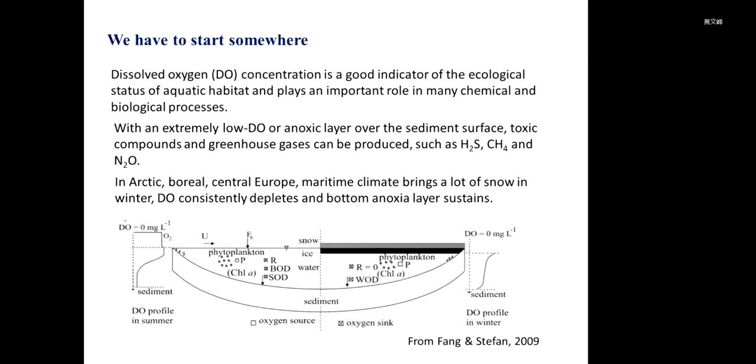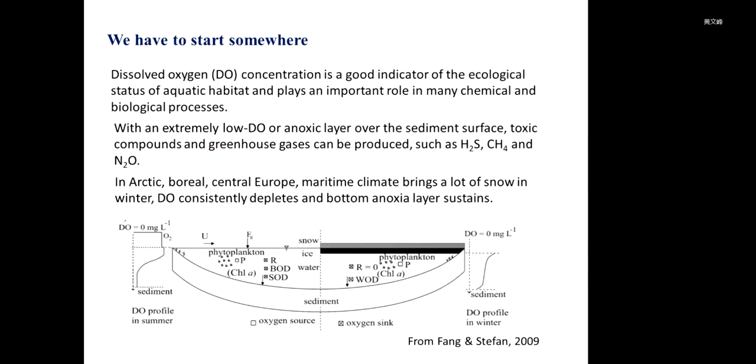As ice scientists, we can easily go to dissolved oxygen because it is a good indicator of the ecological status of aquatic habitats and plays an important role in many chemical and biological processes. For example, with an extremely low dissolved oxygen or anoxic layer over the sediment surface, toxic compounds and greenhouse gases can be produced, such as methane.